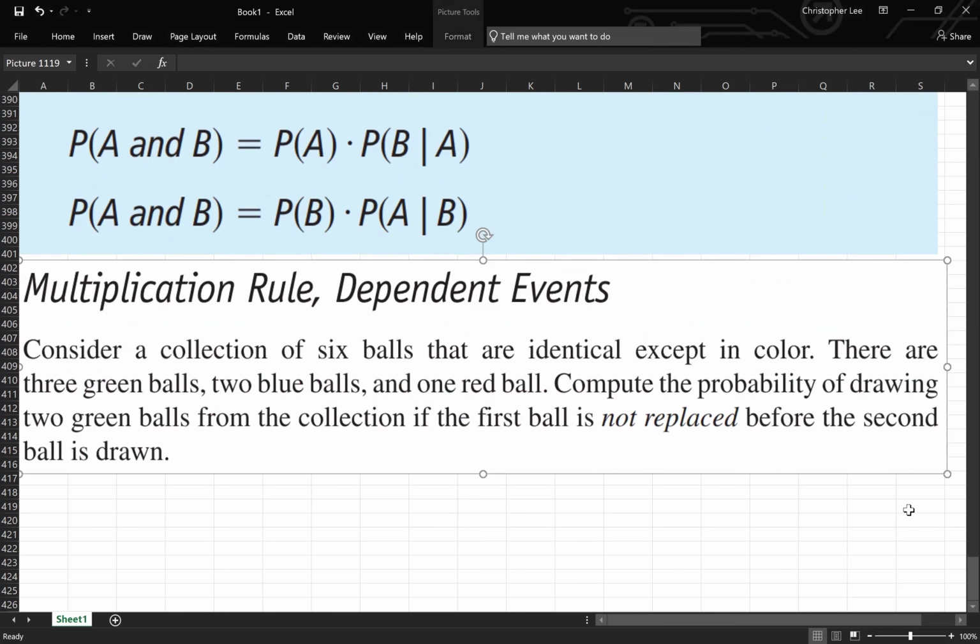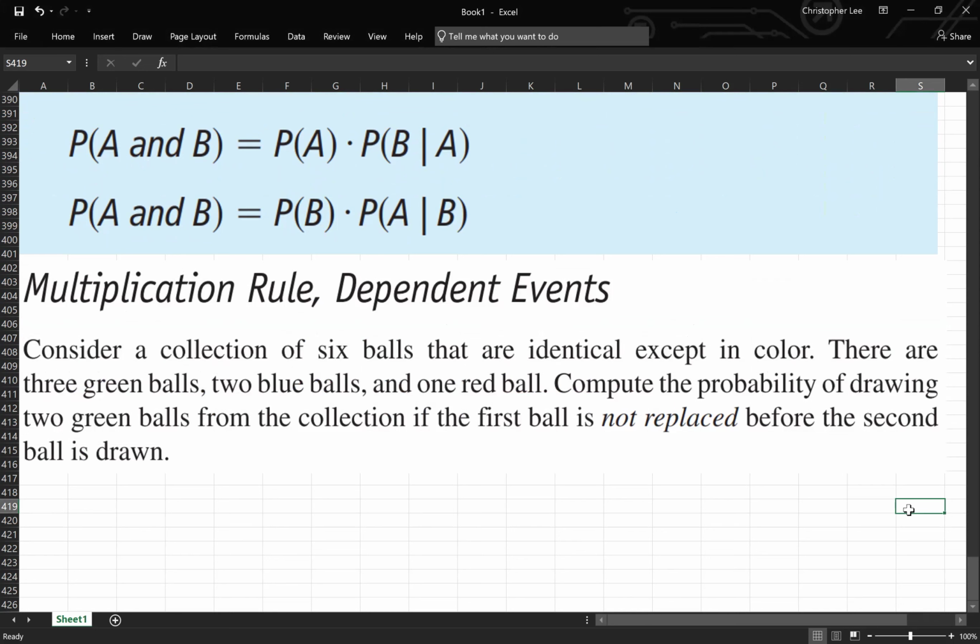So let's look at some examples. Multiplication rule for dependent events. Consider a collection of 6 balls that are identical except in color. There are 3 green balls, 2 blue balls, and 1 red ball. Compute the probability of drawing two green balls from the collection if the first ball is not replaced before you draw the second.